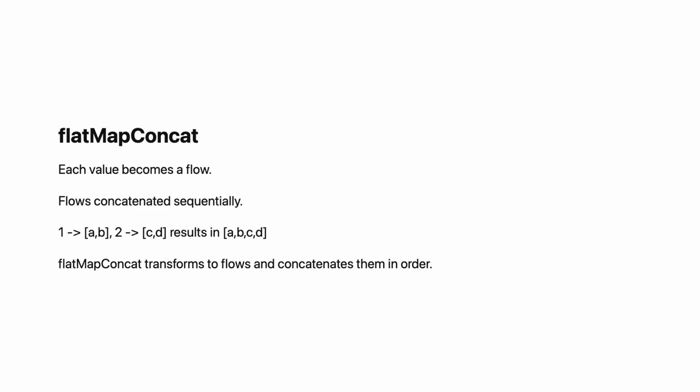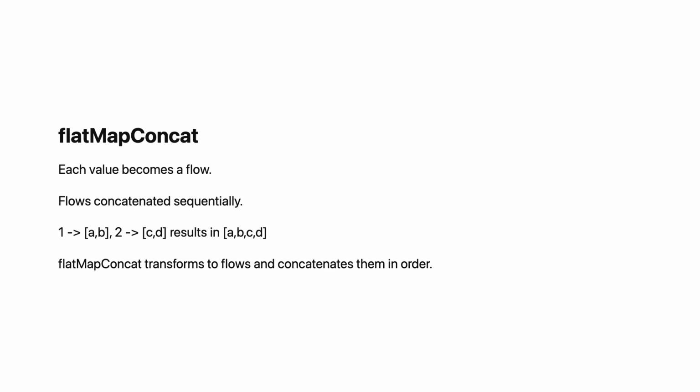Each value becomes a flow. Those flows are collected in order. Concat means sequential. First inner flow completes, then next inner flow starts. Use flatMapConcat when order matters. Process each item's subflow completely before moving to the next.